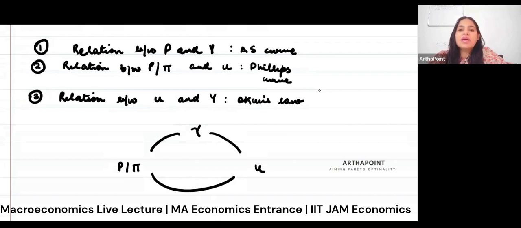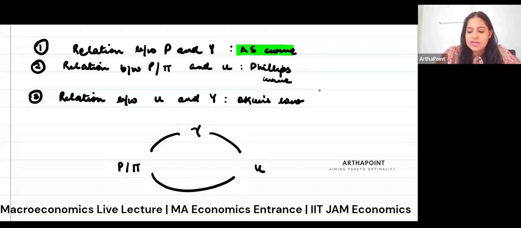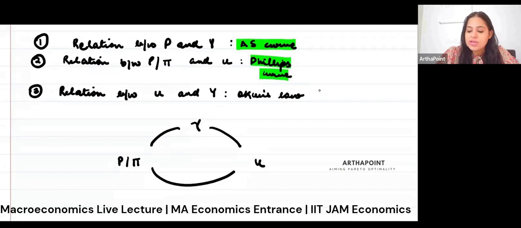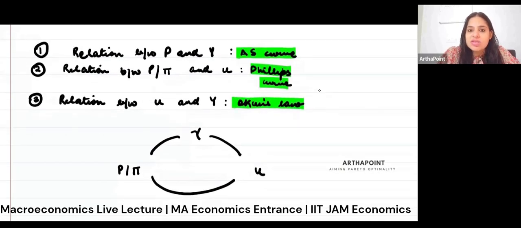Most times you will see the equation of the AS curve or the Phillips curve coming in the exam. Sometimes, like last year, it was very surprising that we saw Okun's law in the exam. So we must also go through Okun's law in detail.